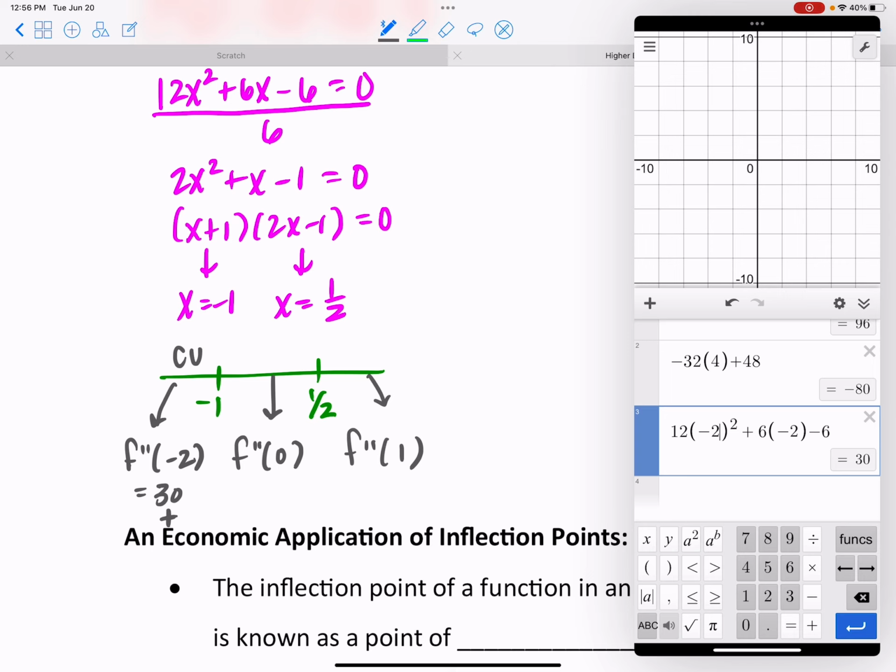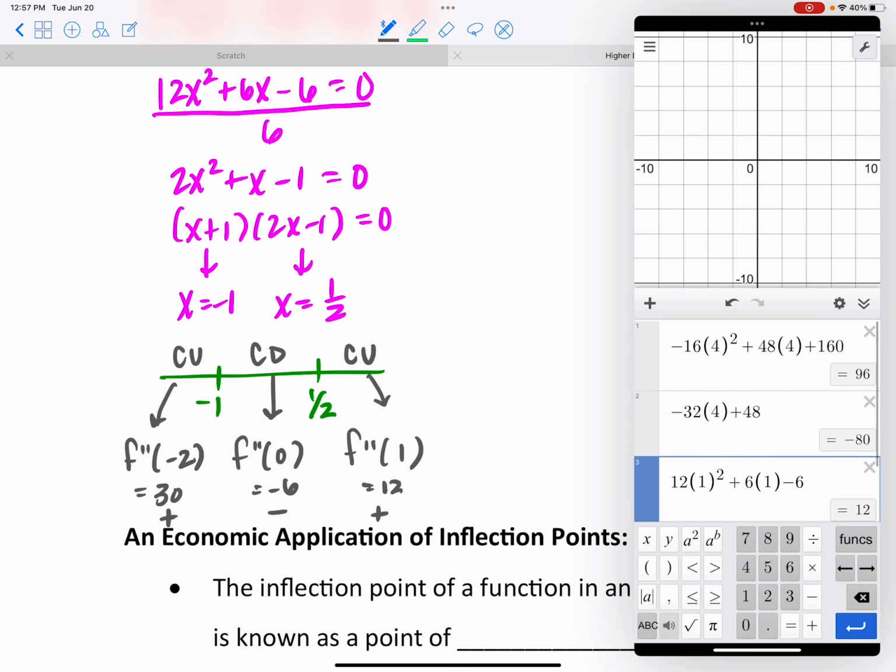When I input a 0, I shouldn't have to do this because I know these terms are just going to go away, but just so you can see it, I get a -6. So that negative tells me that here my graph is concave down. And then I'm going to input a positive 1, and I'm going to get a positive 12. Again, positive means here my graph is concave up. So I'm changing concavity, and that means in this polynomial function that the places where I change concavity, the -1 and 1/2, those could be inflection points.